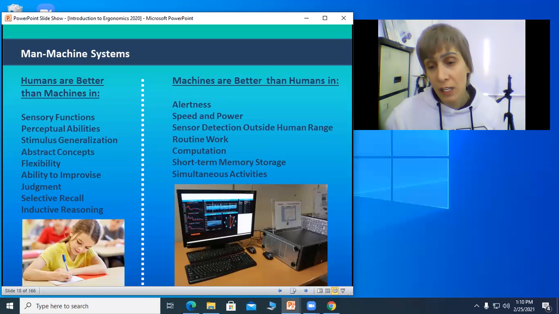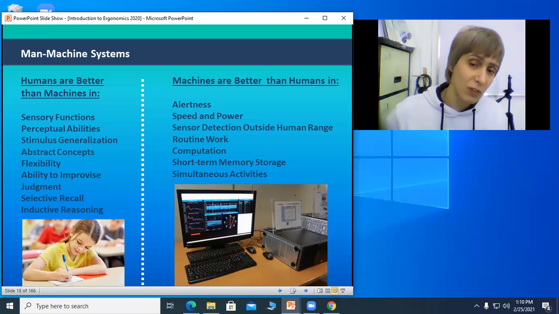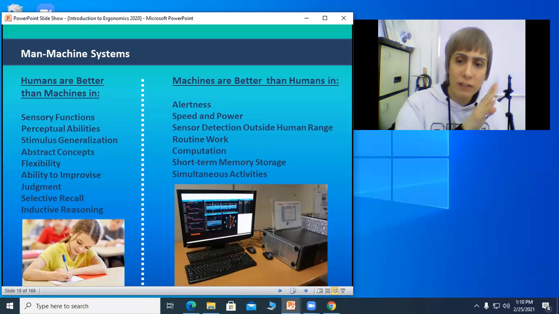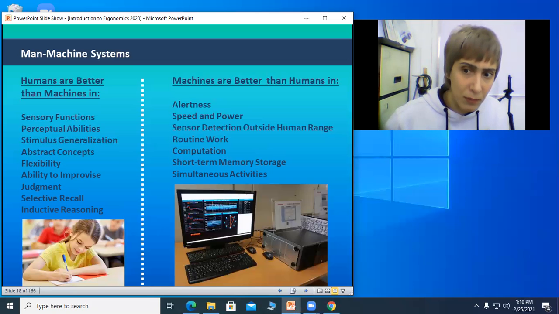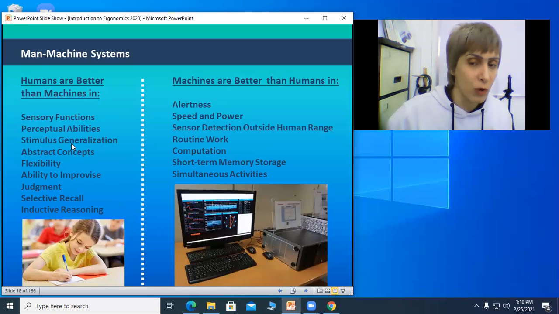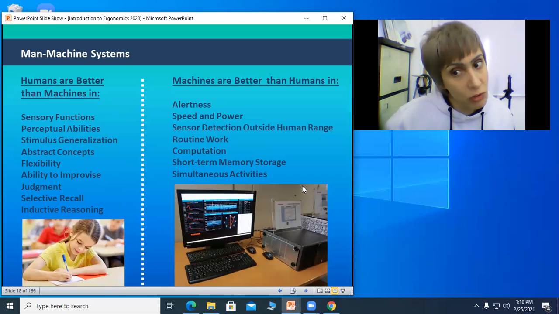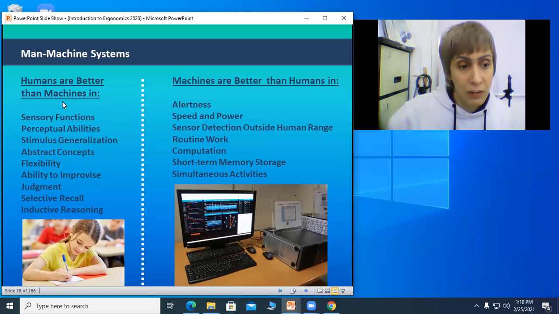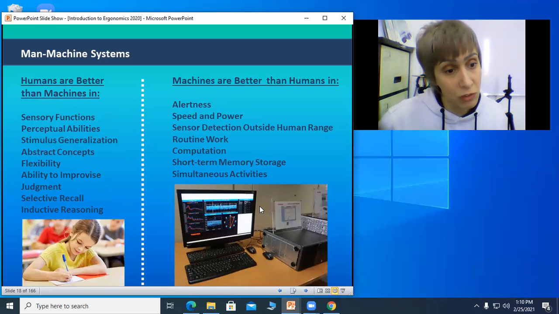Now, the machine does not have these problems. Okay? The machine functions at all times, at any time, the same way. It's efficient in its work. Now, the humans also have some strong points, though, better than the machine. And here are the things that the human is better at than the machine.